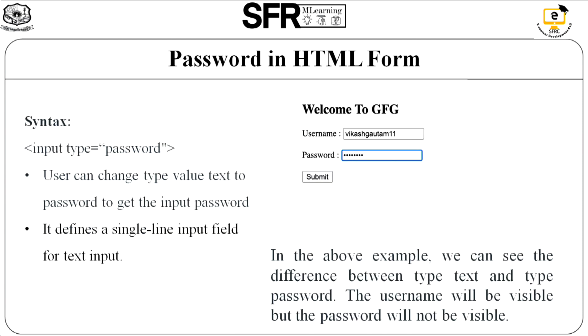Now let us see the password element in HTML form. Here the syntax is available, input type equal to password. The user can change the type value from text to password to get the input as a password. It defines a single input field for text input. Here is the example for the password element. In the above example, we can see the difference between type text and type password. The username will be visible, but the password will not be visible.